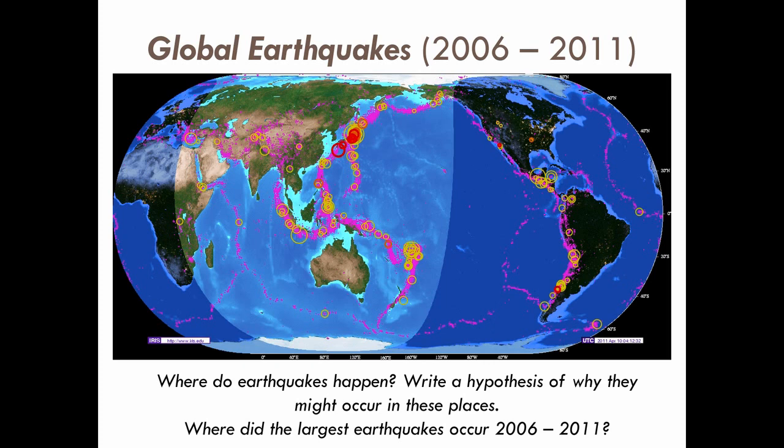Why might they occur in these places? If you said it's because there are two bits of crust moving independently of each other, but they are touching and they get caught up together, build up pressure, and then have to rebound. If you said something like that, maybe you didn't say exactly that, but if you said something like that, you'd be right. Where did the largest earthquakes occur 2006 to 2011?